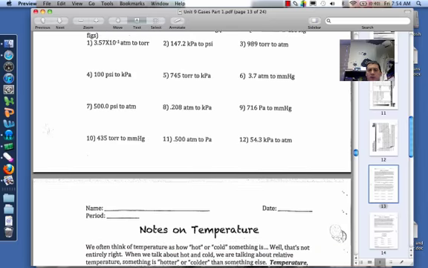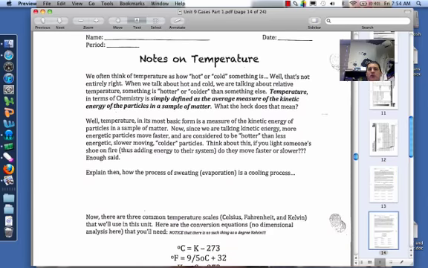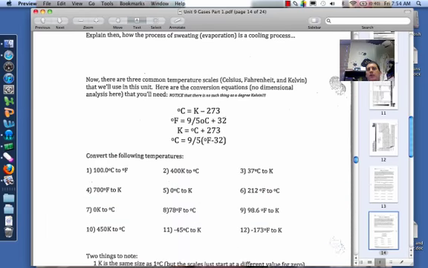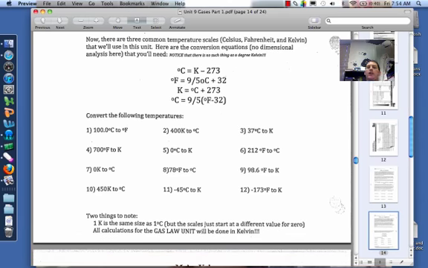So let's go down to the notes on temperature. We know temperature is the average kinetic energy of particles within a sample. So think about gases, how they move around. As those gas particles bump into each other, they create friction. Friction is just temperature. So the kinetic energy is the movement, and the friction is what you get as a byproduct of that movement.